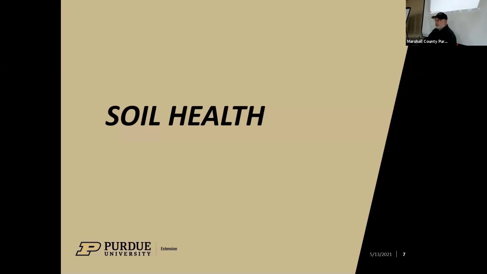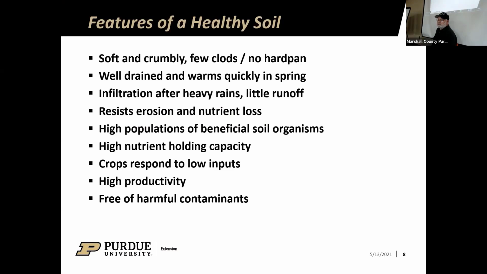So let's talk about soil health. This is our goal. We want to build our soil. So we want the features of a healthy soil. We want that soft, crumbly, few clods, no hard pan, well drained, warms quickly in the spring, infiltration of heavy rains, little runoff. If you don't have a good soil structure, the rain will not get into your soil to replenish your water in the soil. So that's, again, we want that water going into the soil.